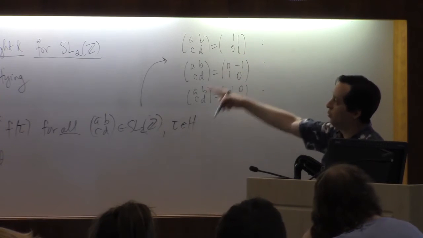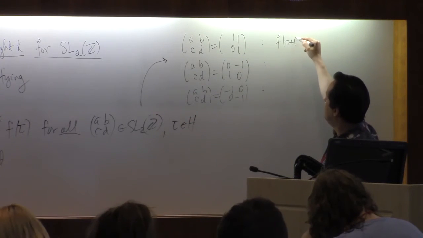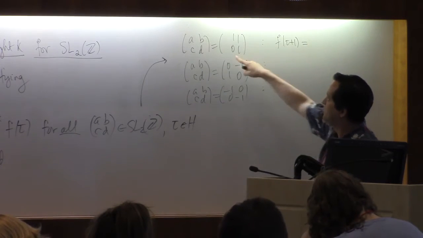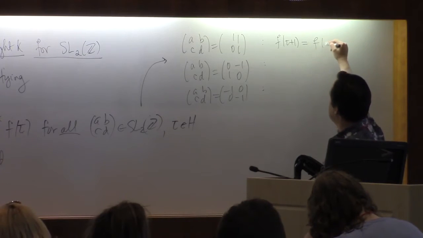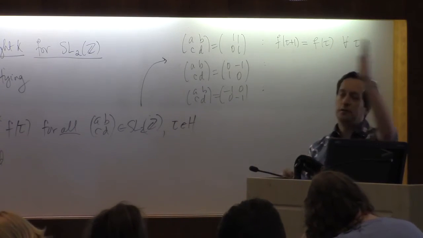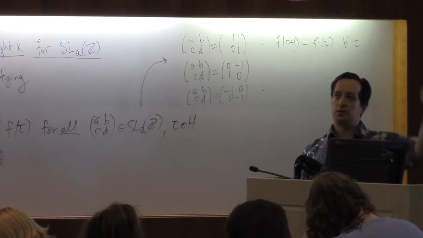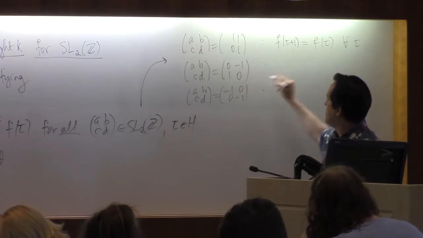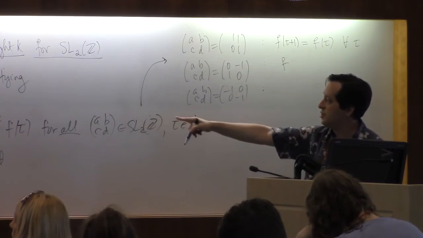So when it's 1, 1, 0, 1, and you plug that in, you're saying f of tau plus 1 equals... c is 0 and d is 1, so this weird factor doesn't even show up. You're just saying f of tau plus 1 is f of tau for all points. So the function is periodic when you move to the right. Tau to tau plus 1 doesn't change. The second condition, you plug in 0, minus 1, 1, 0.